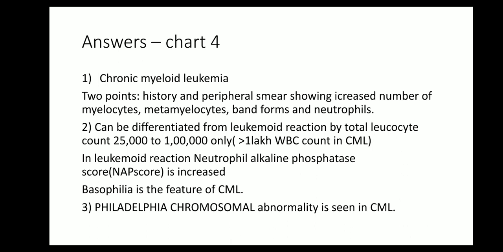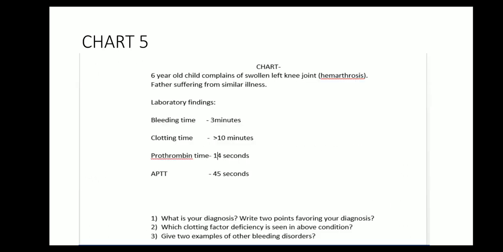In leukemoid reaction, neutrophil alkaline phosphatase score, that is the NAP score, is increased, whereas it is decreased in CML. Basophilia is a feature of CML. Third question was, what was the chromosomal abnormality? The Philadelphia chromosomal abnormality is seen in CML. So that was about chart number 4.